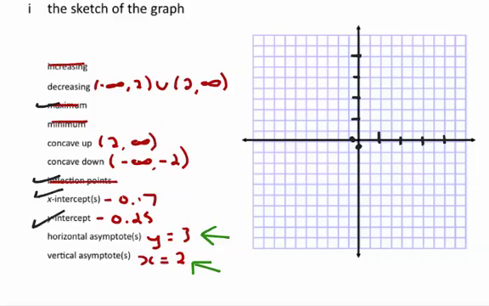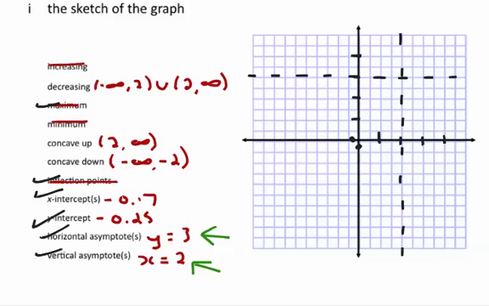Horizontal asymptote at y equals 3. Vertical asymptote at x equals 2. And at the moment, that's all we have to go on.